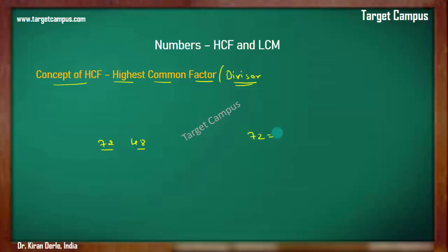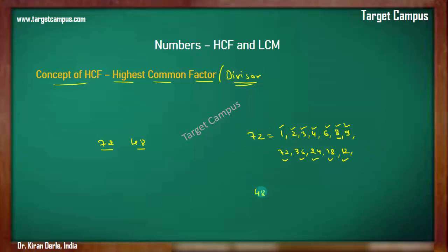So what are the divisors of 72? We have 1, 2, 3, 4, then we have 6, 8, 9. So 1 into 72 is 72, 2 into 36 is 72, 3 into 24 is 72, 4 into 18 is 72, 6 into 12 is 72, 8 into 9, which we have already considered. So 12 factors are there of 72.